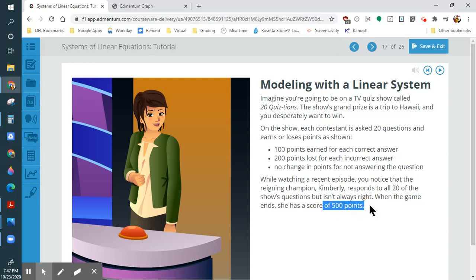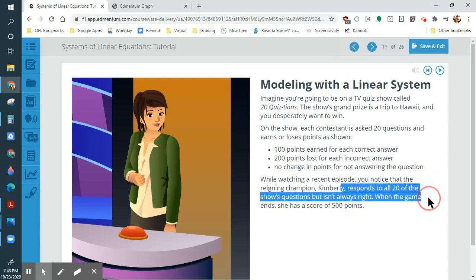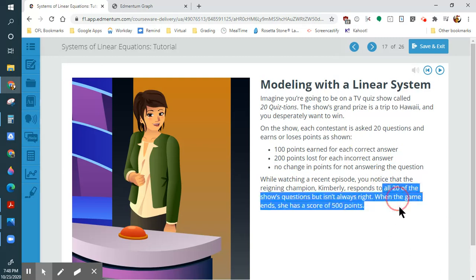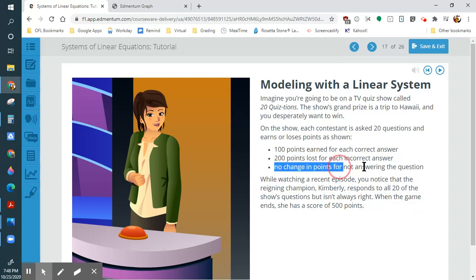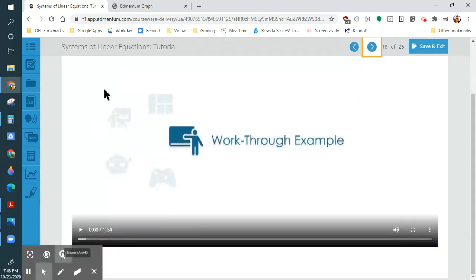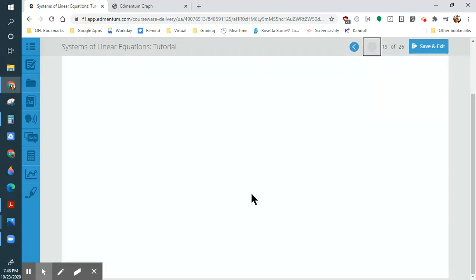So she got a score of 500. We're going to figure out how many she got altogether. Looking at this question, she's answering 20 questions. There wasn't any that she didn't answer. She answered all 20, so it shouldn't change her score. We don't have to worry about this one. She either gets 100 for getting it right or negative 200 for getting it wrong. So let's figure out how we can use algebra to do this. And I'm not going to do a video within a video, so you can watch this on your own.